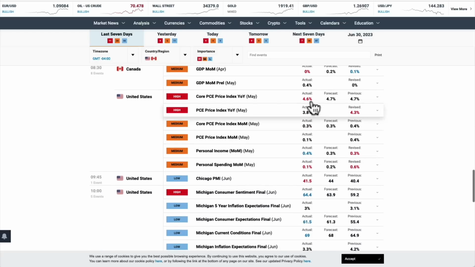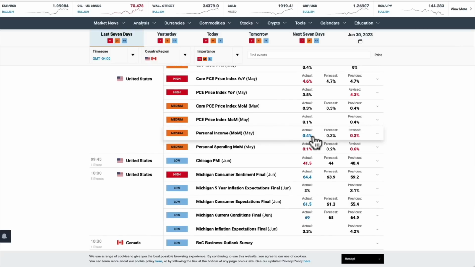Core PCE 4.6. The forecast was for 4.7. Still hanging in there. If you look at month over month for core, 0.3. And actually, if you take the second decimal place, which I really wish they would report, if you take the second decimal place and forecast out the 1 month annualized, you get the 3.8. Still coming down, lower than the 0.4 previous, but on forecast.